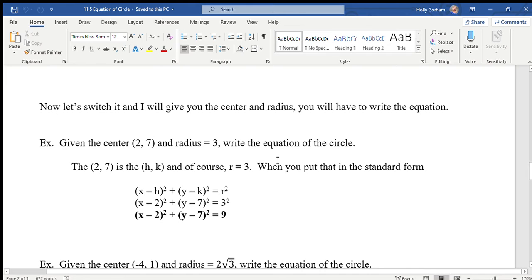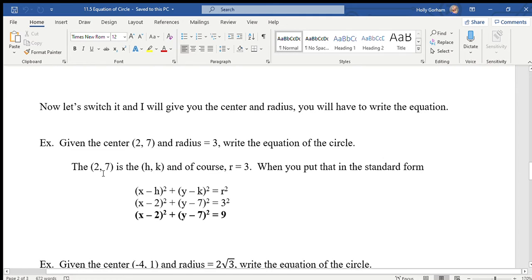Now, what if we switch it, and this time I give you the center and radius, and then you have to write the equation. So now you're given the center of (2, 7) and a radius of 3. This (2, 7), that's your (h, k), and of course radius, that's your r, so that's 3. So when you take the standard form of the equation, notice that I wrote that out here. If h is 2, we're just going to substitute a 2 for that h. If 7 is k, we're just going to substitute 7 for the k. And then we substitute the 3 for the r.